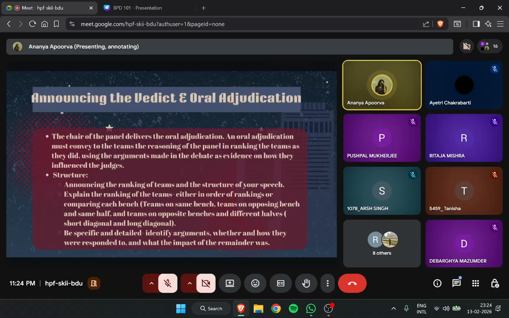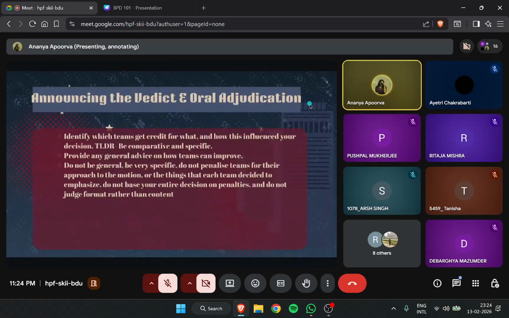Be very, very detailed in the way you're delivering, because it is very, very important. Again, you need to identify which teams get credit for what and how this influences your call in the very first place. Be very, very comparative, be very, very specific, as in which team wins over which team and for what reason. This is all you need to explain throughout your entire comparisons of each team with each other.